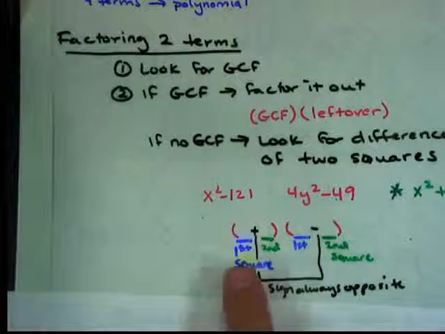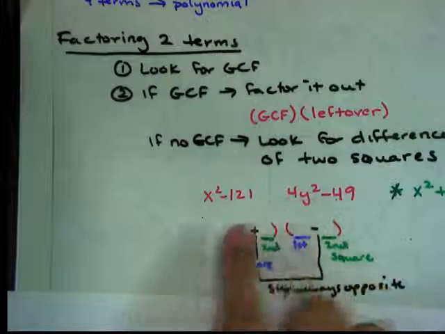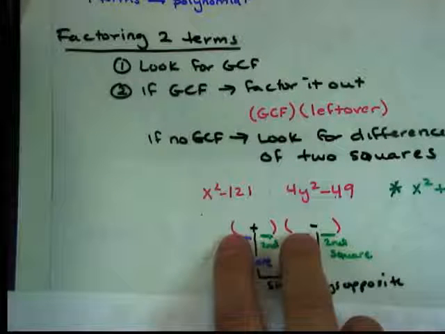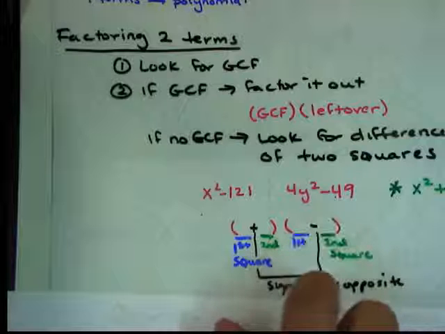The first square goes in front, so this would be an x, x, this would be a 2y, 2y. So x, 2y, 2y, those go in the first spots. The signs are always opposites.